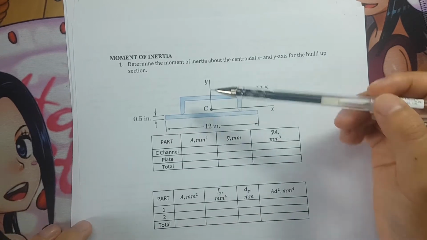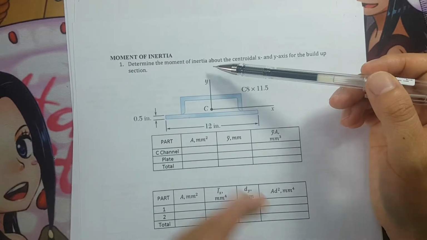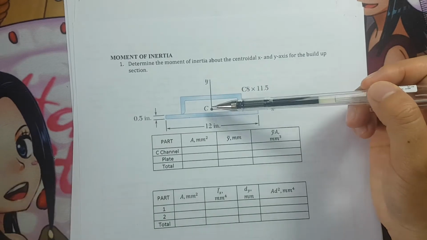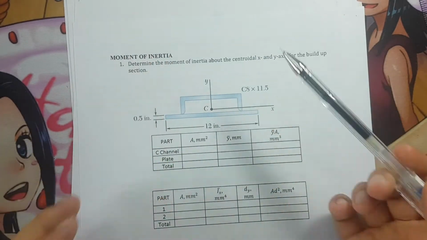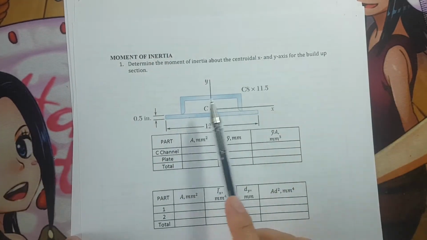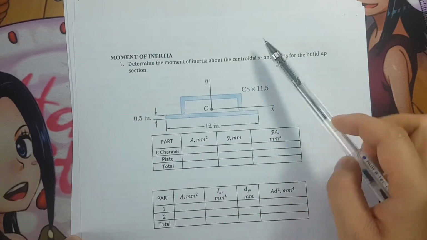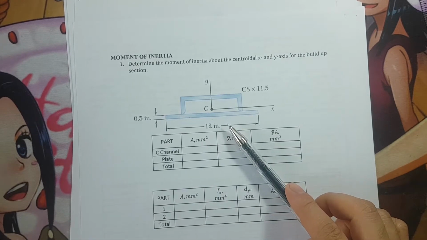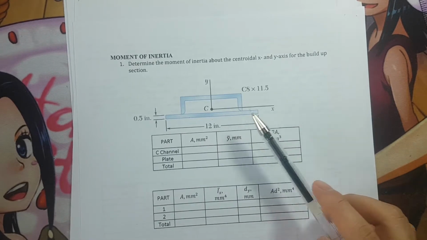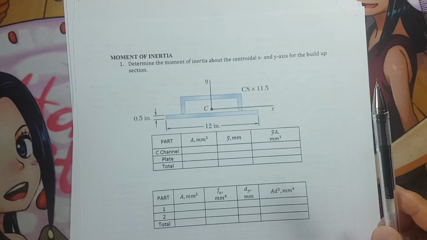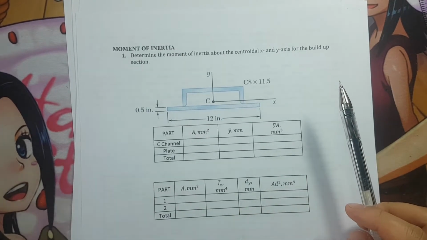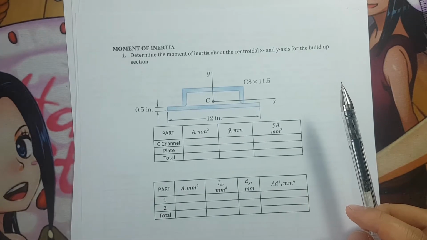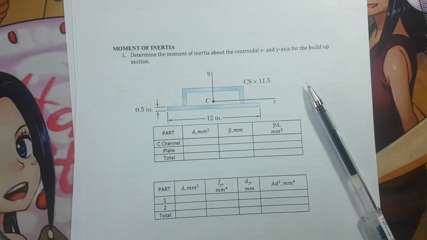With respect to the centroidal y-axis, we know that the centroidal axis is acting at the center, because it is symmetric. But in terms of the x-axis, we need to determine the centroid. In doing so, we need to determine the y-bar. For this problem, we're going to need the help of our table for steel properties.